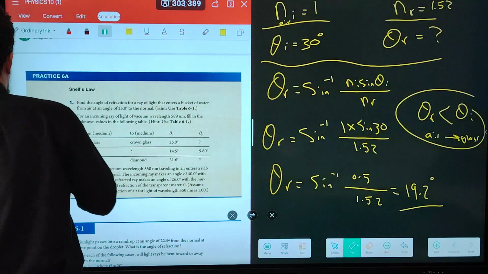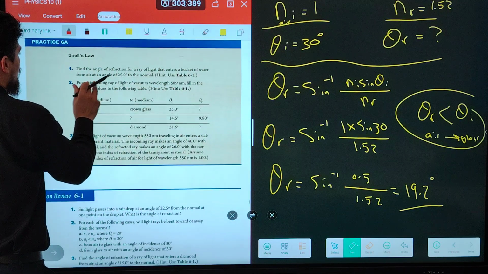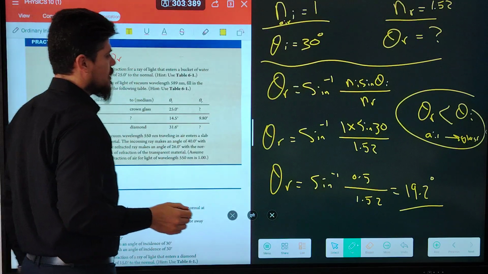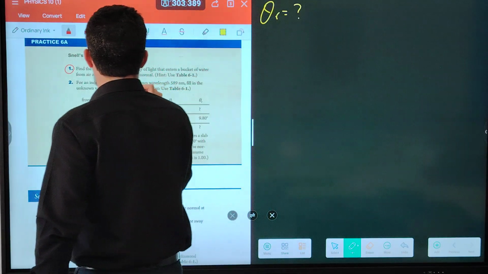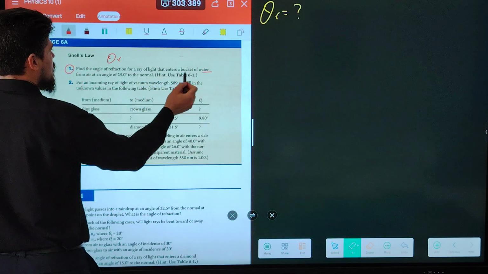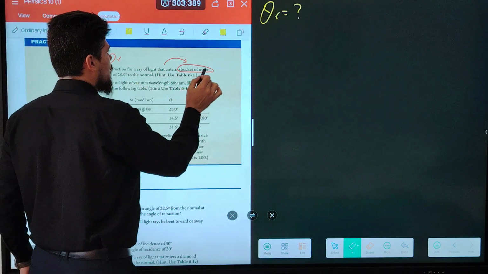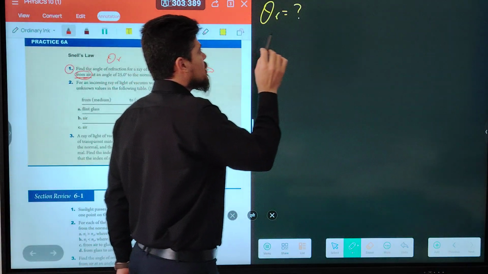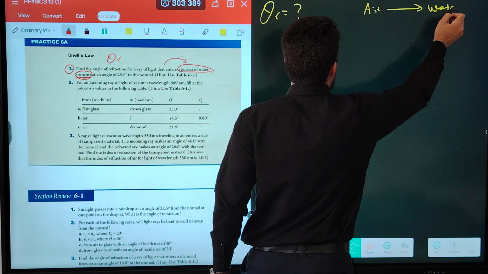Okay, guys. Practice 6a. In practice 6a, Snell's law, question 1. Find the angle of refraction. What is unknown? Theta R, the angle of refraction, is unknown. For a ray of light that enters a bucket of water, one of the substances is water. From where? From air. So in this question, the light travels from air into a bucket of water.